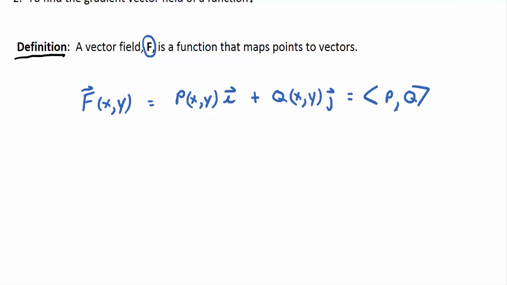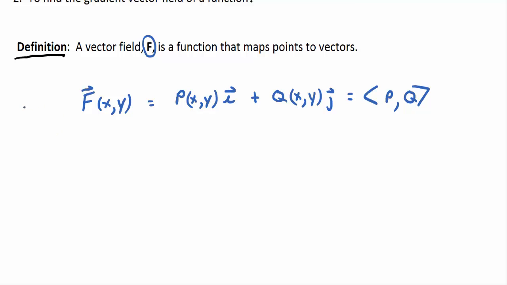Or you'll often see me write it without the function notation, just in component form, saying P comma Q, with the understanding that P is a function of both input variables and Q is a function of both input variables. And so we're mapping just a point to a vector, and we really do think of that vector as an arrow here.